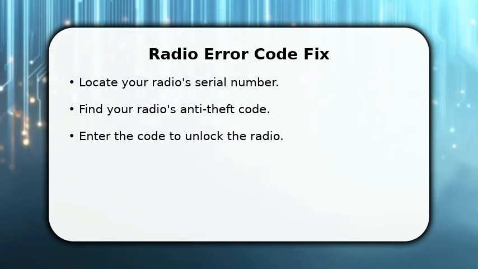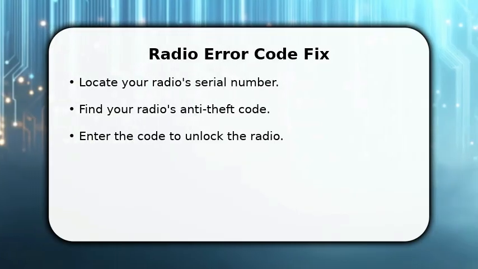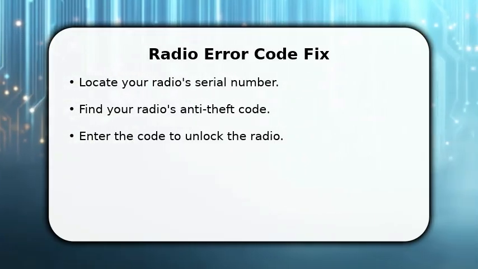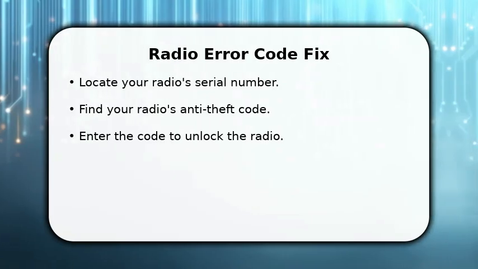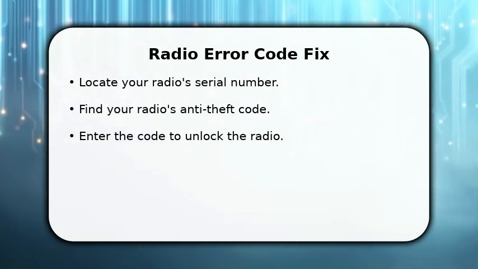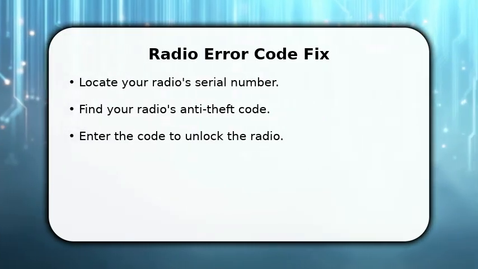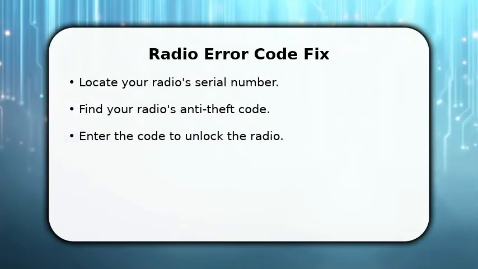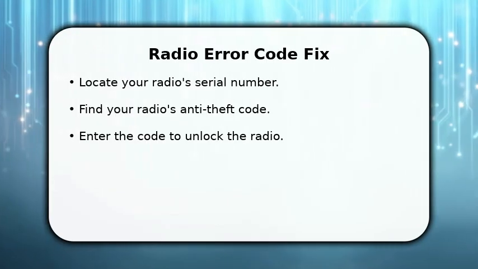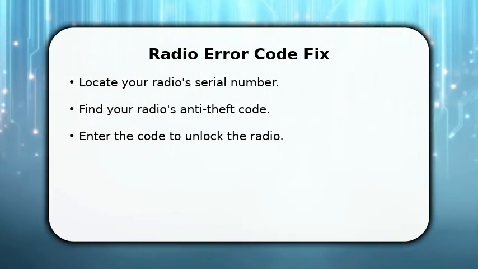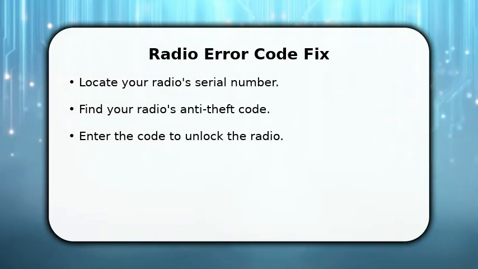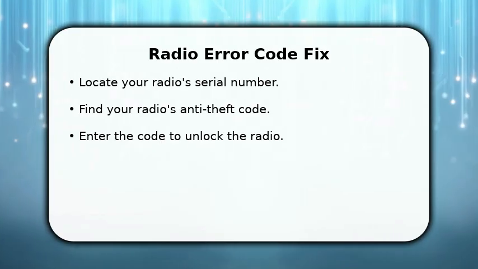In this video, I will explain how to fix a Honda Civic radio error code. First, you'll need to locate your radio's unique serial number. This number is crucial for retrieving the anti-theft code, which is required to unlock your radio. Once you have both, entering the code correctly will restore full functionality to your audio system. It's a straightforward process that can save you a trip to the dealership.